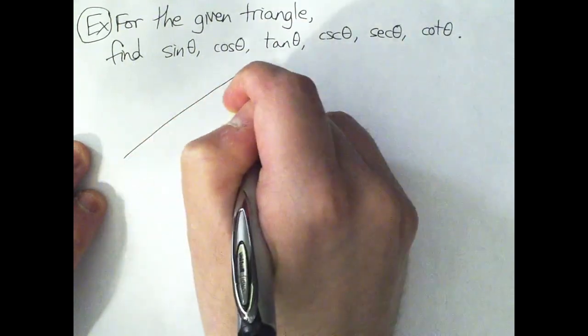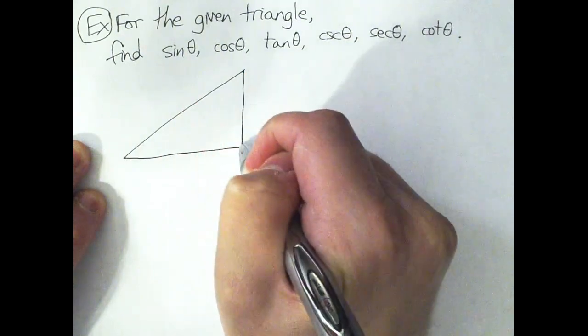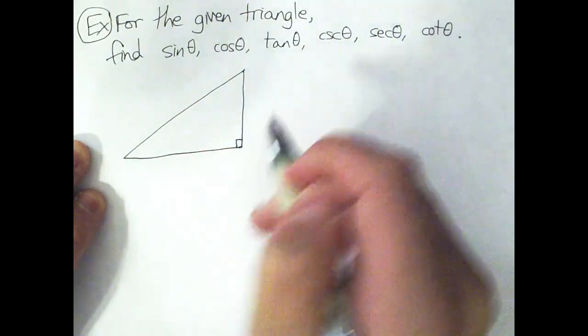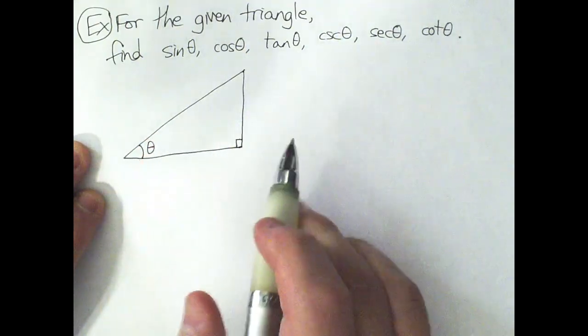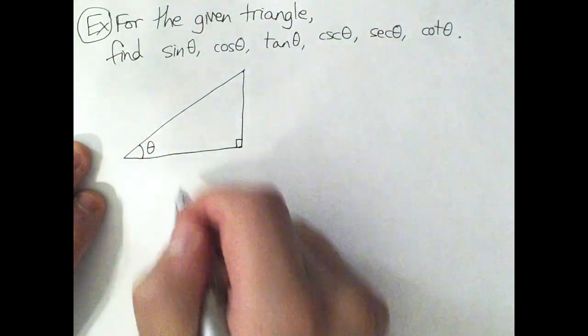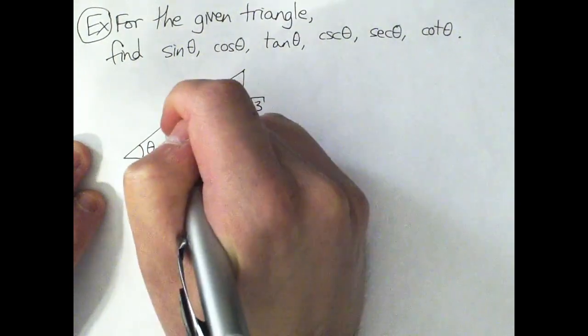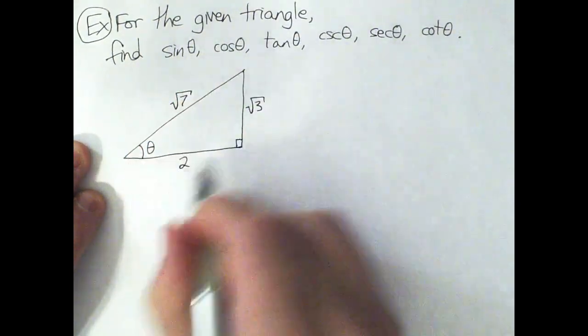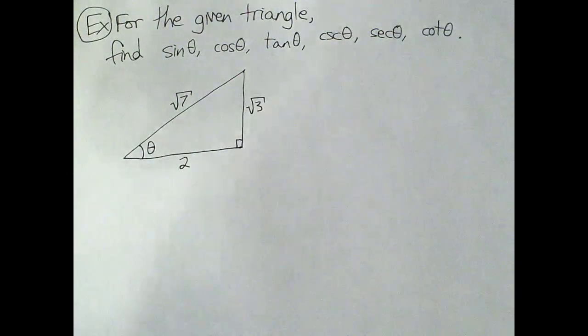I am going to answer some of these. Okay, right triangle, an angle theta. We have to be given more information than just this. We have to be given some side lengths. This one's going to give us all 3 side lengths: 2, square root of 3, and square root of 7. So let me get these started.